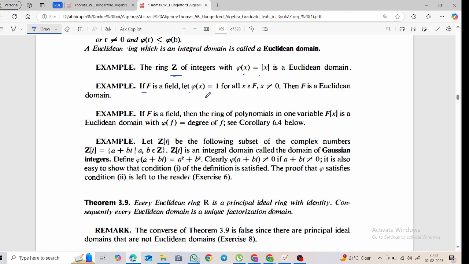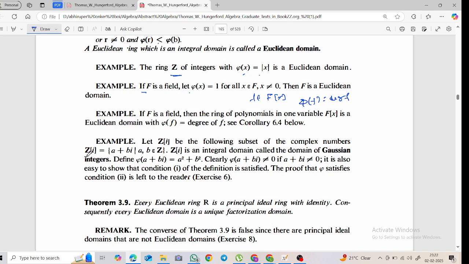Another example is F[x]. F is a field and F[x] is a polynomial ring over F. Now you define the valuation map phi as follows: suppose f is a polynomial in F[x]. Then phi(f) is the degree of f.